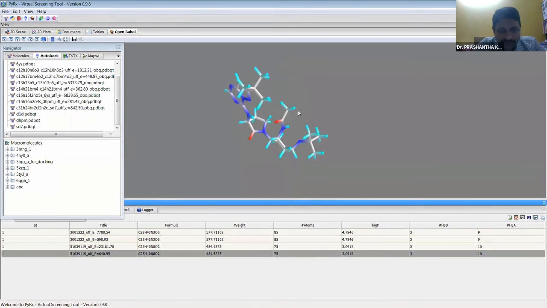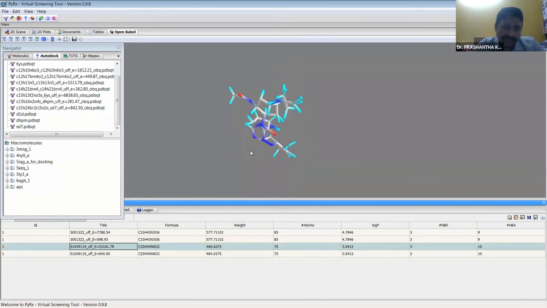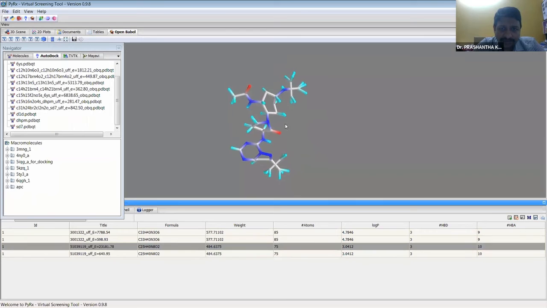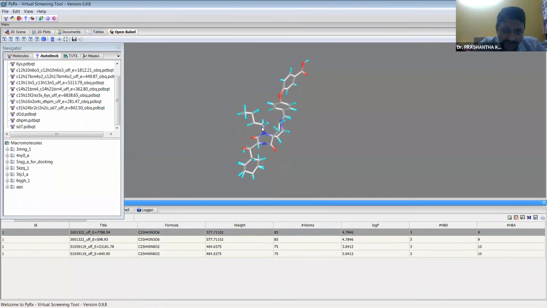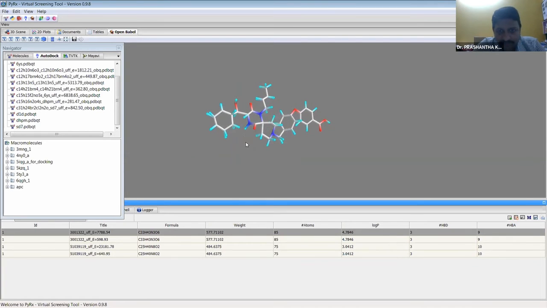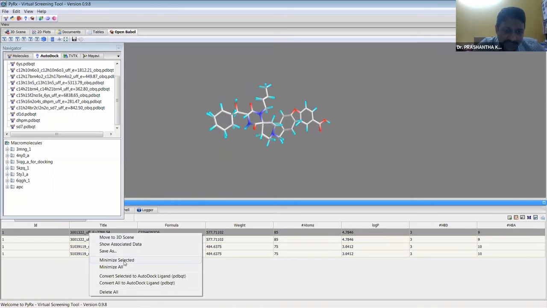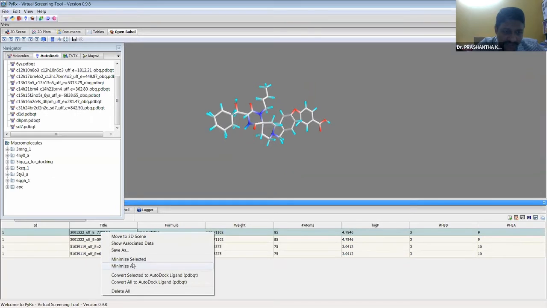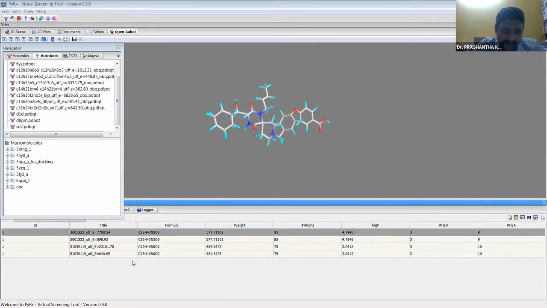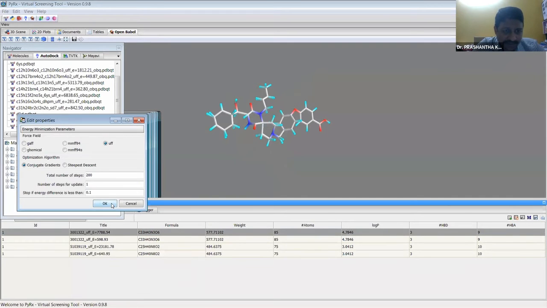In PubChem or wherever. If there is no way you are going to get the 3D, then you get the 2D and do the minimization. This we can also apply for further minimization. Usually the first minimization is enough, but is there any further refinement that is going to happen for this? If you want to take, right click, minimize selected. Then it is asking, say okay.